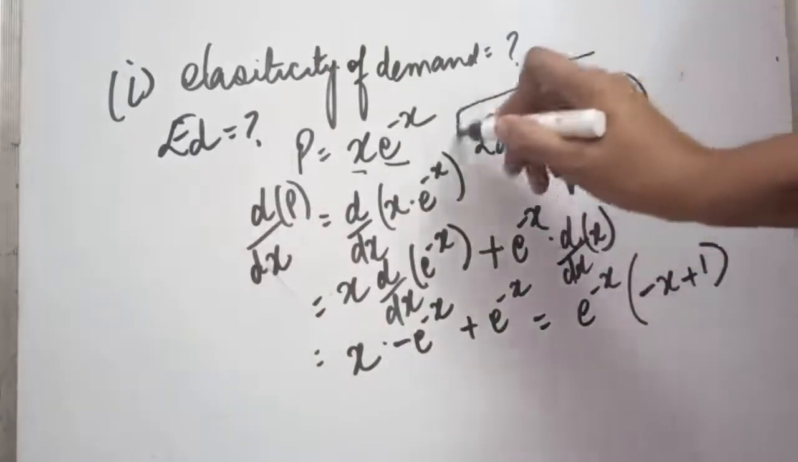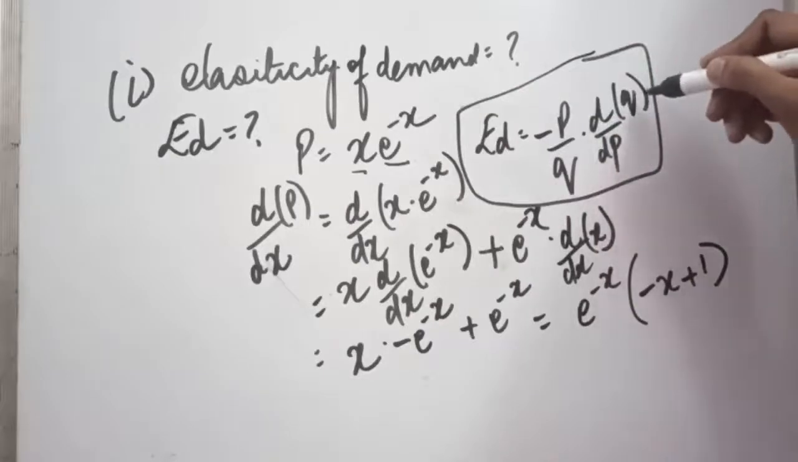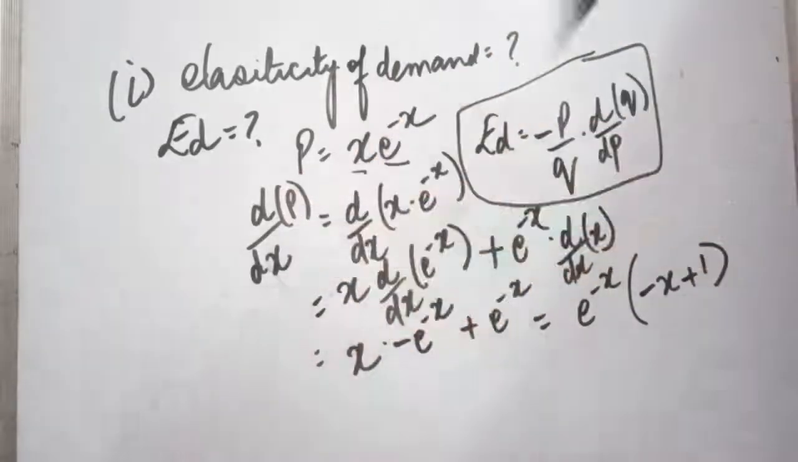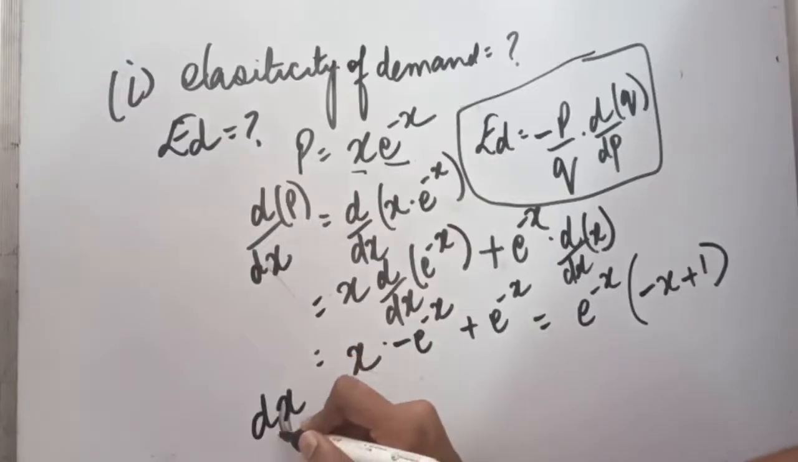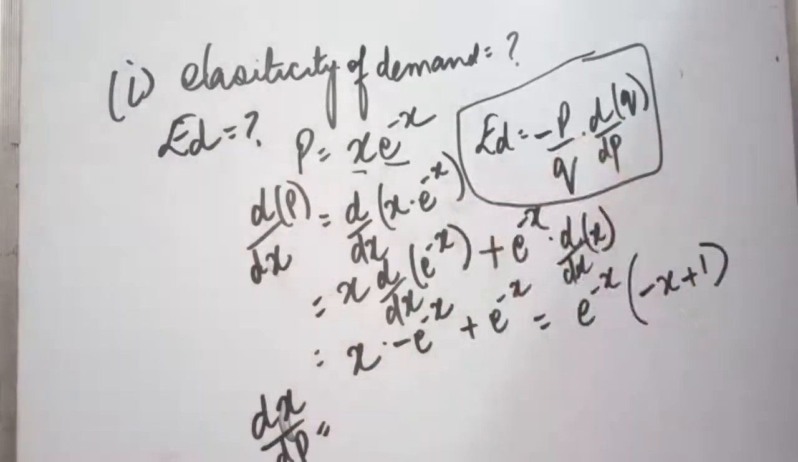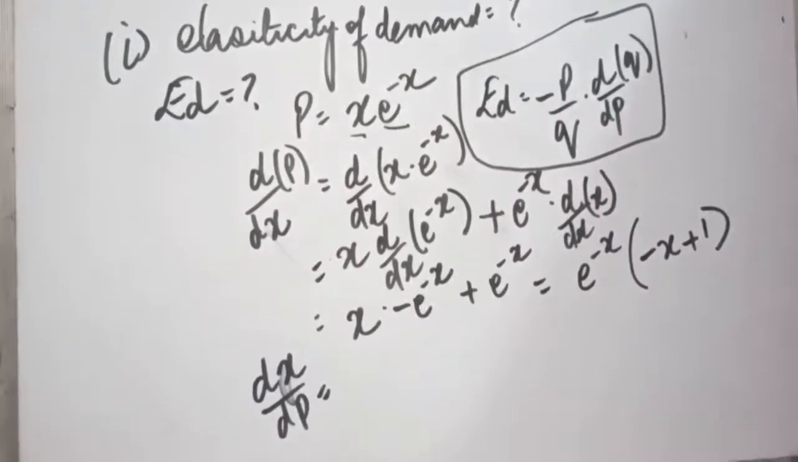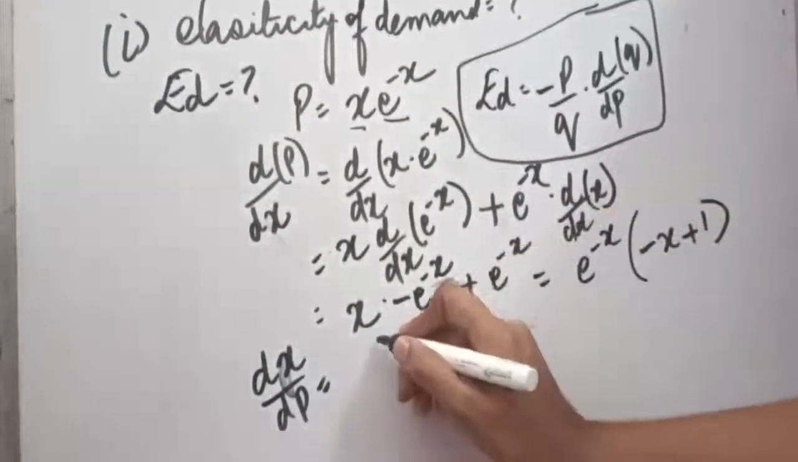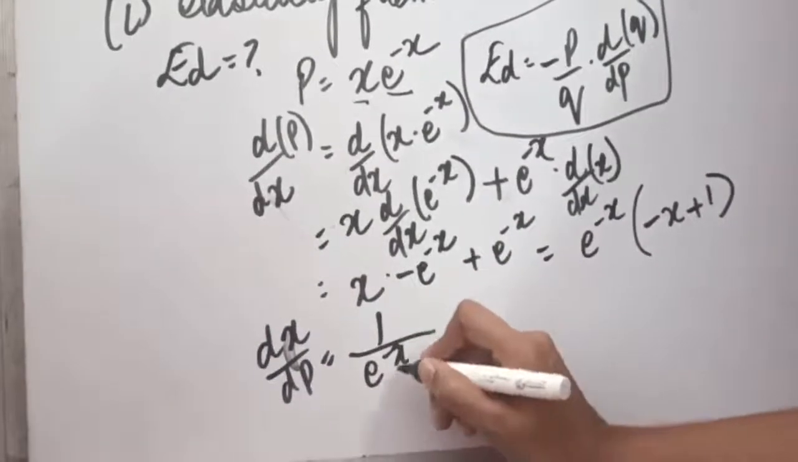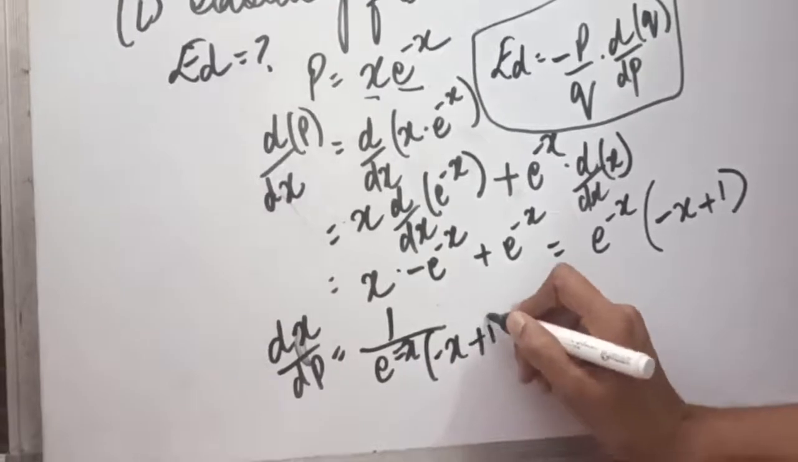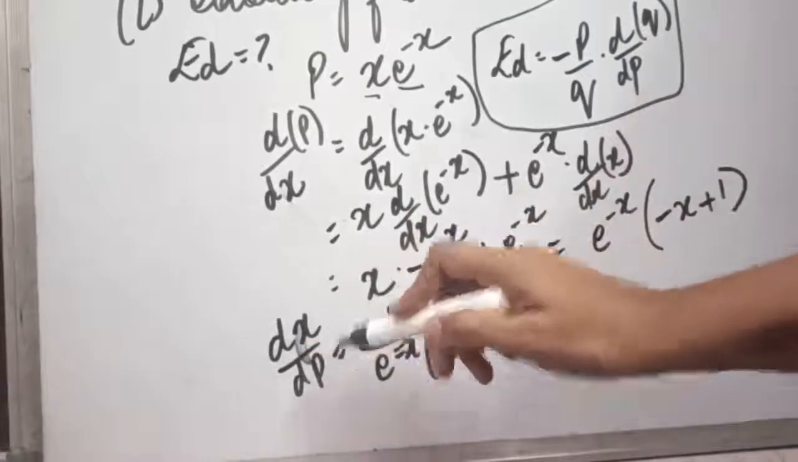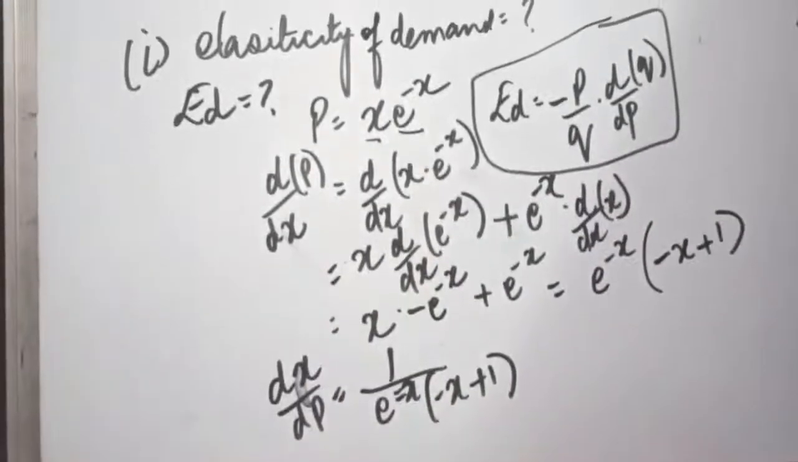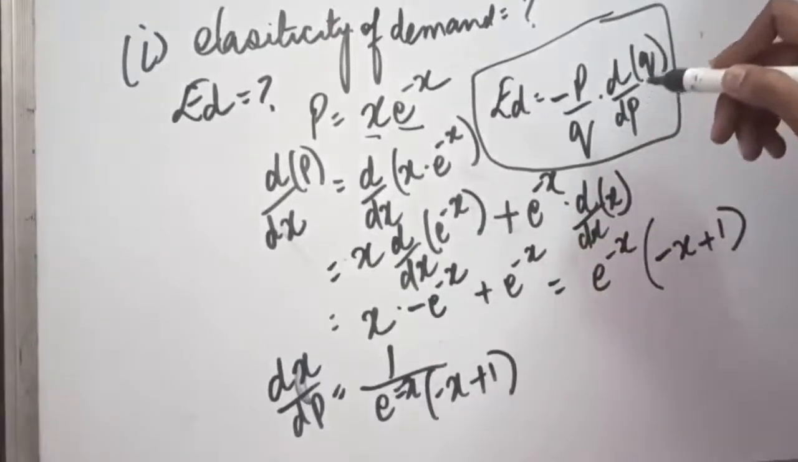But according to the formula, we require derivative of q with respect to p. This is derivative of p with respect to q. So to calculate derivative of q, or here q is small x, with respect to p, it means we will have to take the reciprocal of what we have got. It means what we will do is 1 divided by e raised to power minus x bracket minus x plus 1. So this will become this value dq upon dp or dx upon dp, one and the same thing. So now we can fill this value in our equation. Let us fill the value.